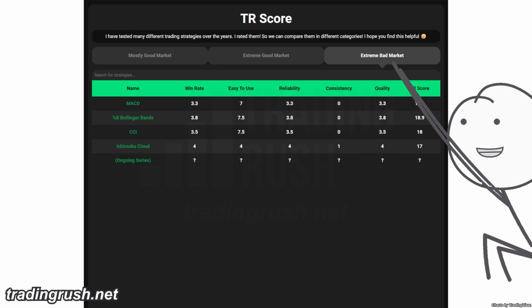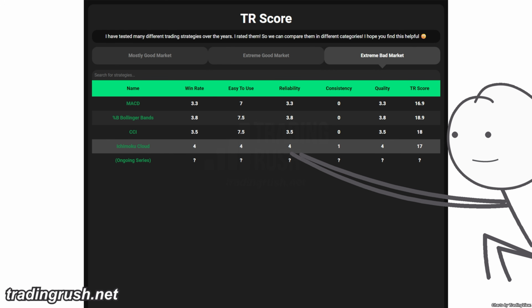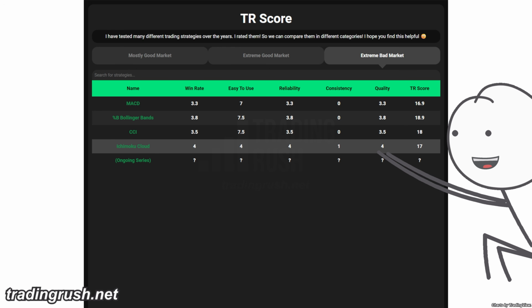In the extremely bad market, Ichimoku Cloud gets one of the highest scores in the win rate category with a 4 out of 10. This is because you are more likely to stay near the break-even win rate, even in a bad market, compared to other strategies. The easy-to-use and reliability categories get a 4 out of 10 as well. The quality of trades category also gets a 4 out of 10.